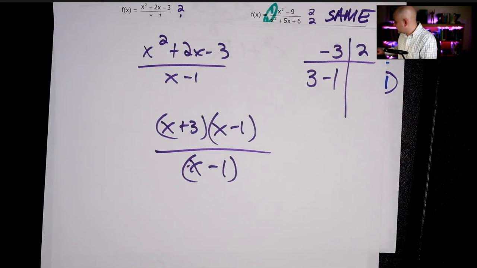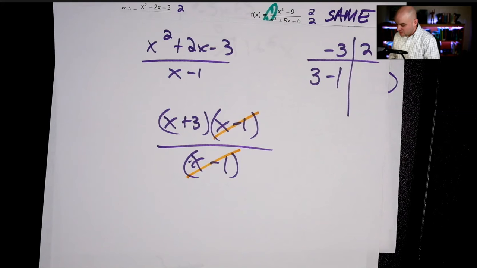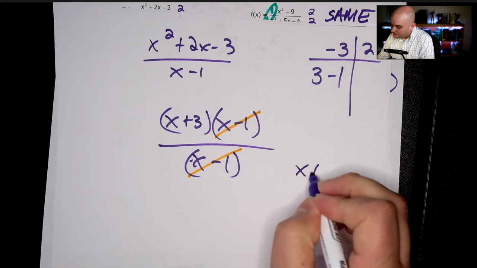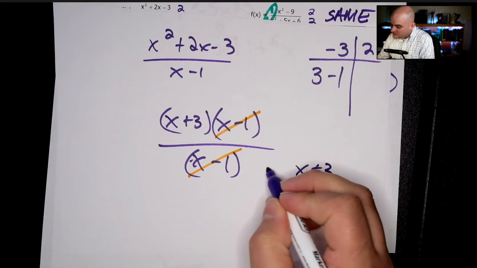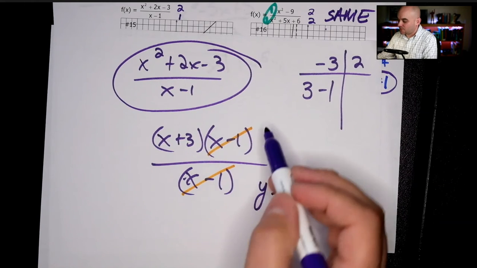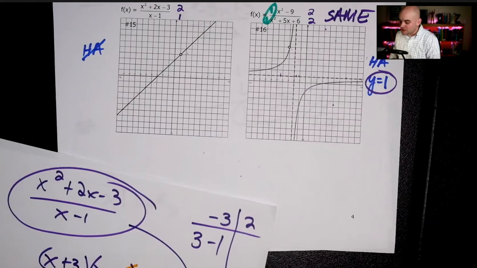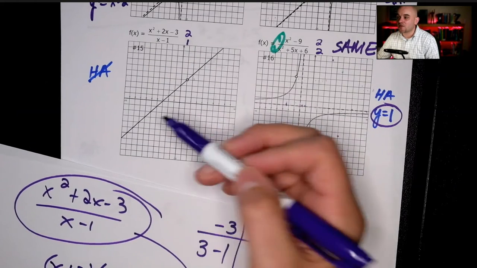Now, does something cancel? You bet it does. We got x minus 1 and x minus 1 canceling here, and it leaves me with x plus 3. This is what this rational function simplifies to. It simplifies to something that's linear. And if you look at it, that's the equation of this line right here.